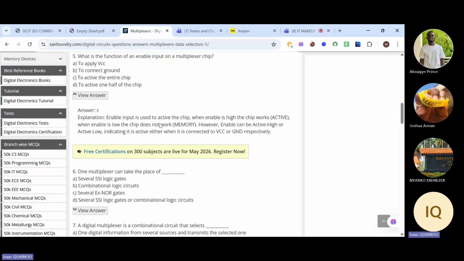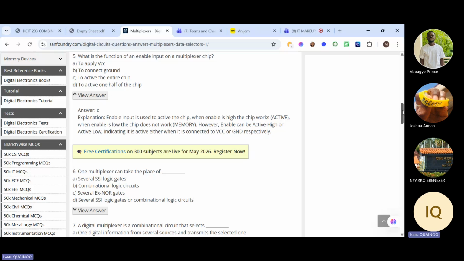So let's read what is here. Enable input is used to activate the chip. When enable is high, the chip works (active). When enable is low, the chip does not work (memory). However, enable can be active high or active low, indicating it is active either when it is connected to VCC or GND respectively. When you get to sequential circuits, we'll explain enable more, and we are going to understand how it works later. So don't worry.